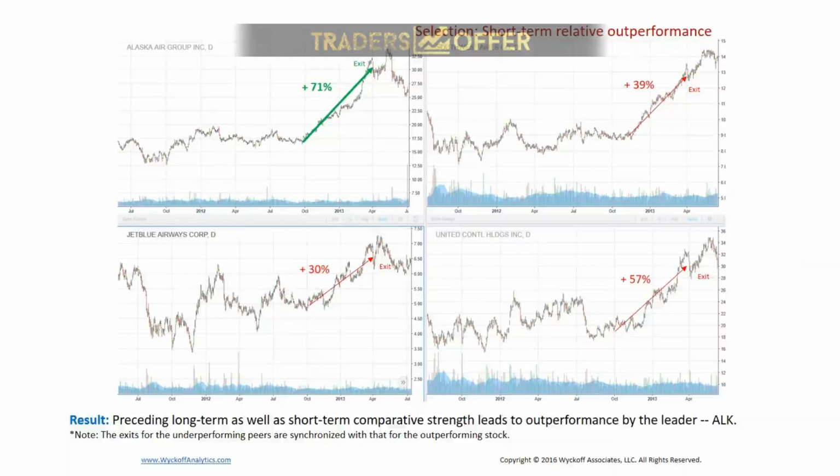Even if we take on average, let's say 39, 30, 57, we're probably averaging maybe around 40% on those three stocks against 71%. So we are gaining on Alaska about 30% over the average performance in the group that is a leading group for all of those stocks. Think about it for a second. Over 30% in the profit that we have on our position.